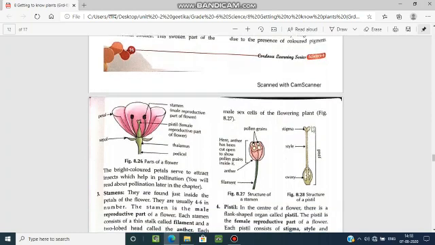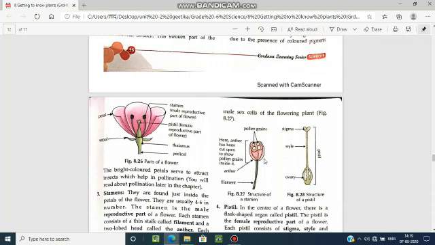Now, look at this figure. These are the pollen grains. Here, the anther has been cut open to show pollen grains inside it. This is the anther and this is the filament. The whole structure is called stamen. And in the pollen sacs, there are pollen grains found.